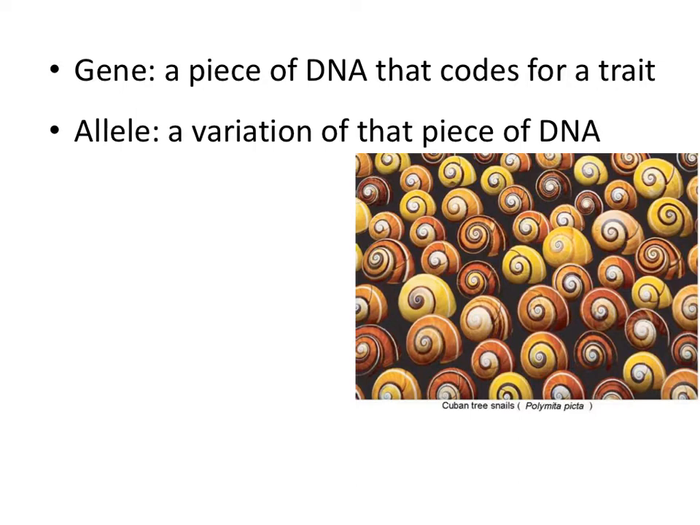An allele is a variation of a piece of DNA. So in my snail example, some of my snails have an allele that codes for brown. Some of them have an allele that codes for yellow. Some of them have an allele that codes for more of a striped pattern or more of an orange pattern. Regardless of the color that I see, those alleles are all the same gene. The gene is coding for the color of the shell.